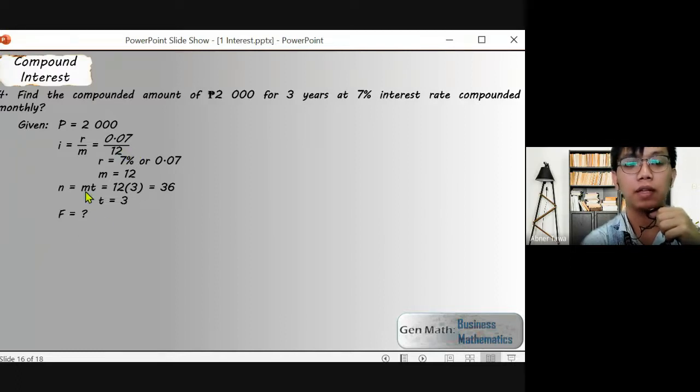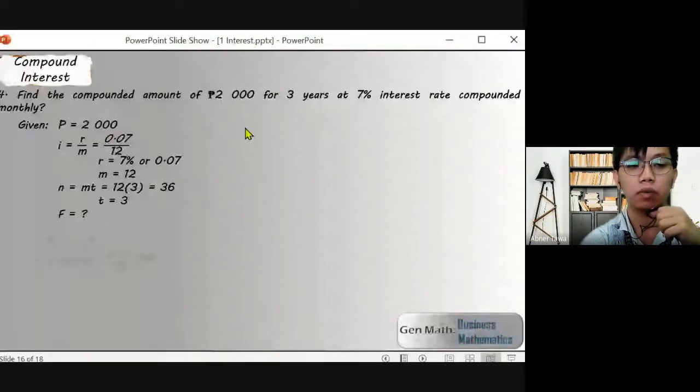Okay? And then the value of n, that will be 3 years times the value of m, which is 12, that is monthly. So 12 times 3 is equals to 36. And the unknown here is the future value. So magkano yung magiging pera at the end of 3 years kung ininvest natin is 2,000?